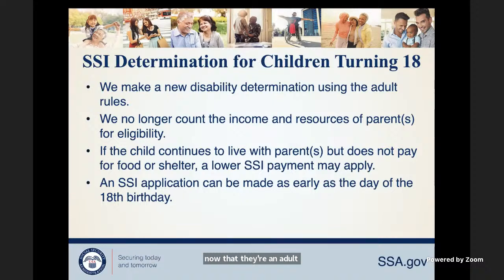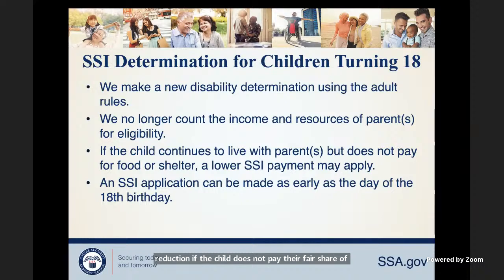Like I said earlier, they live with the parents. We're not going to count that income. But let's say they turn 18, they're on SSI, they still get approved as an adult. It's going to continue. Yes, we're not counting the income of the parents. So maybe there was a reduction because of the parents' income. There's not going to be now because of income. There may be a reduction if the child does not pay their fair share of the food and shelter amount.